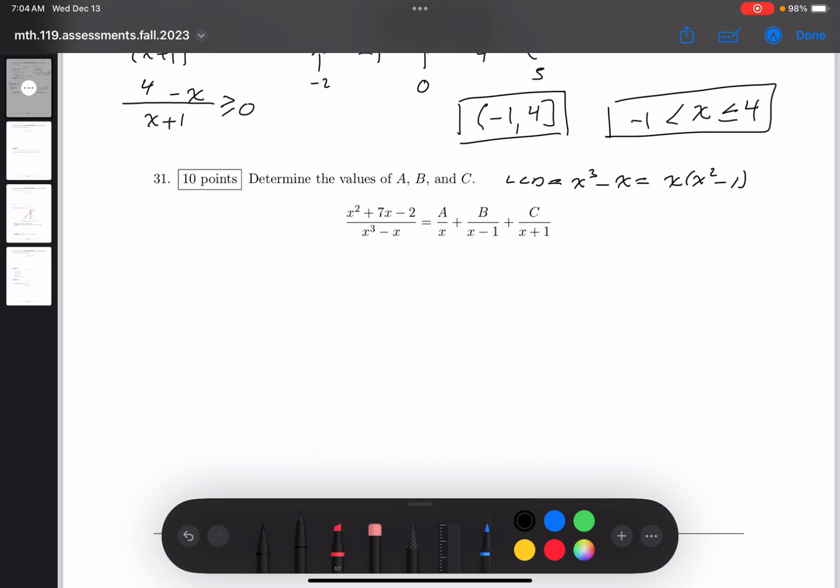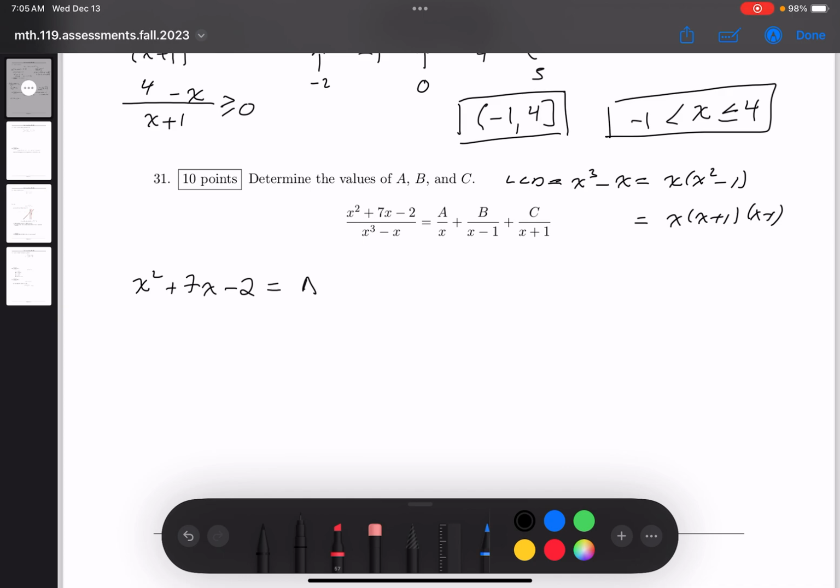You don't have to write this down, by the way. (x + 1)(x - 1). Well, multiply both sides by the LCD, you get x squared plus 7x minus 2. And my goal is to figure out what A, B, and C, the values of those are, all right? So what do you get now?